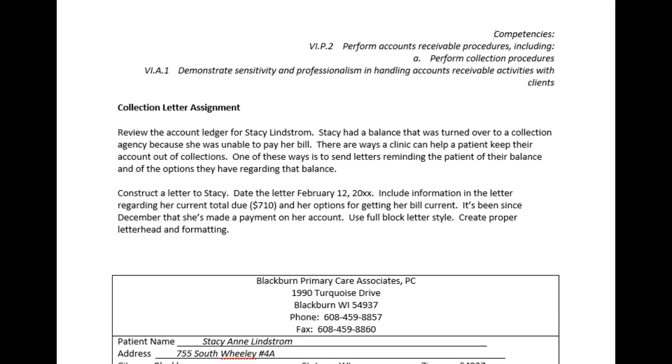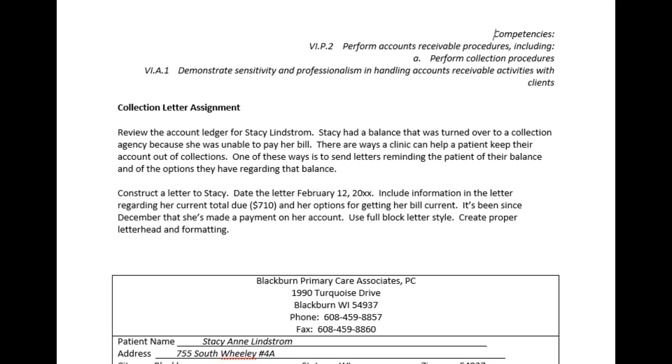Remember that there's ways that you can try to help this patient get their bill up to date. It's not about being rude and demanding the money. It's about helping the patient and finding out what is preventing them from paying their bill. So remember that you're dating the letter February 12th, 2013. Make sure that you include the dollar amount that she owes, give her the options for getting her bill current, make sure that you put contact information for the person at the clinic if she needed to ask some questions or talk to somebody. Use full block letter style on your letter. Make sure that you have letterhead, make sure that it's formatted correctly, and you can refer to your previous chapter that talks about written communications if you need to.